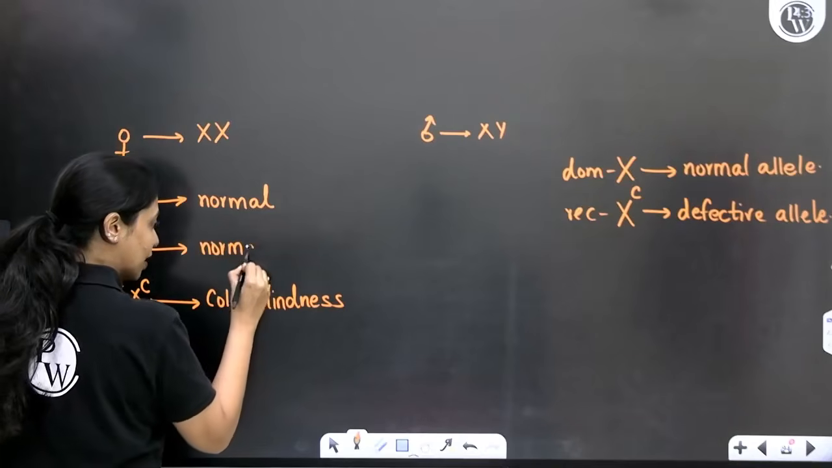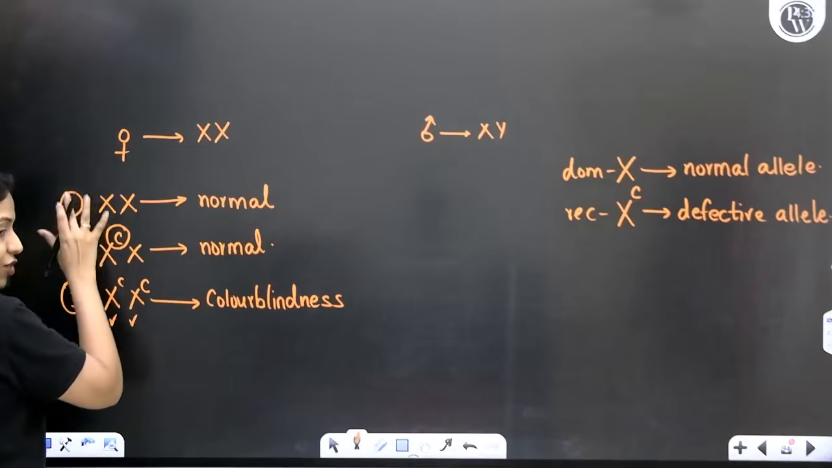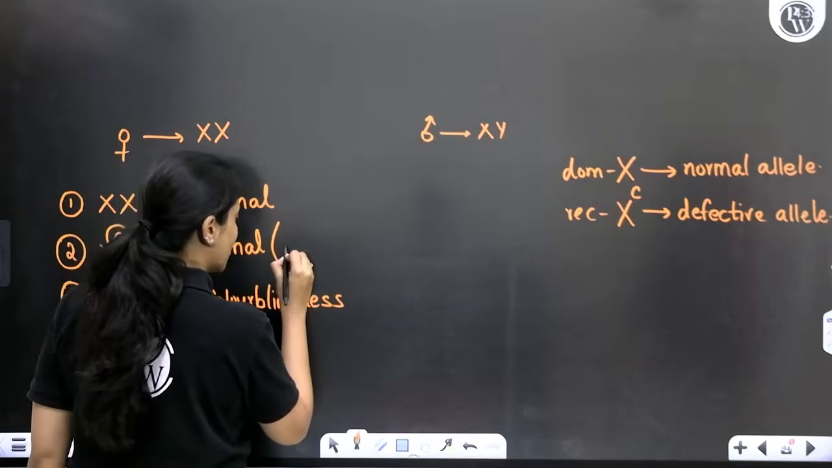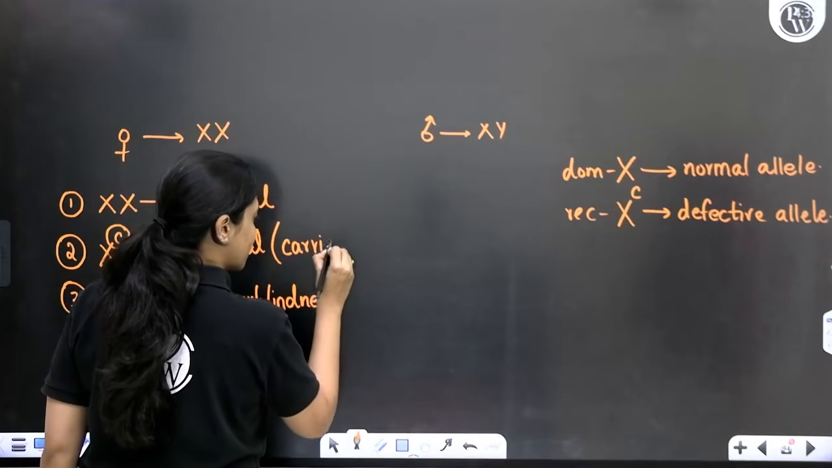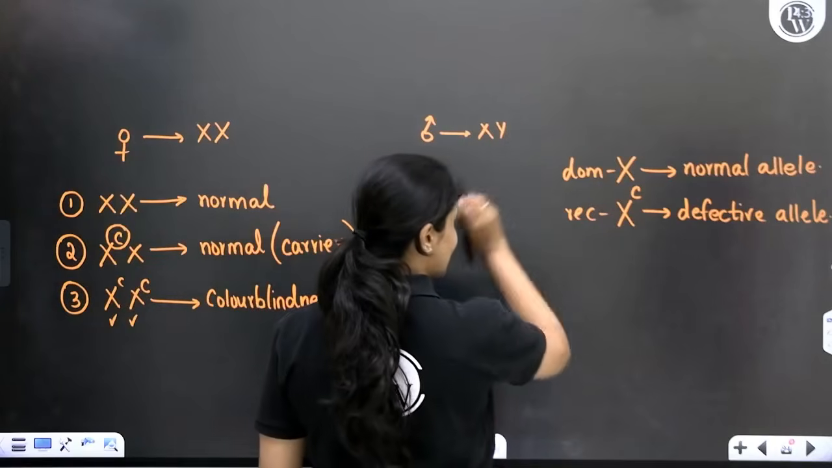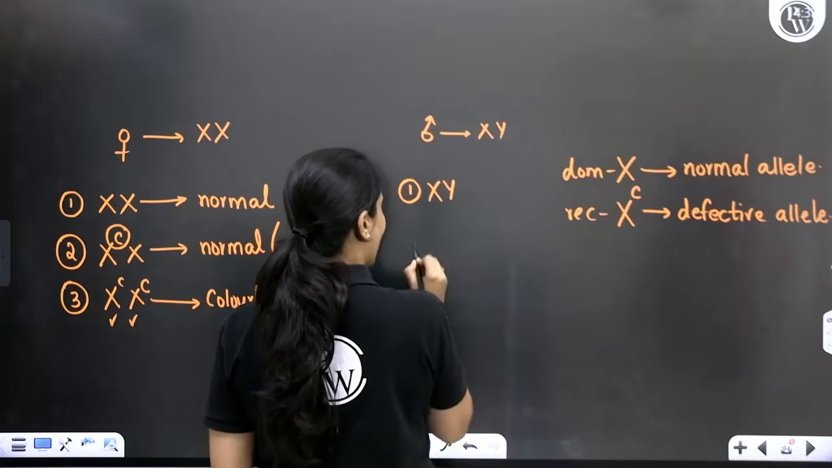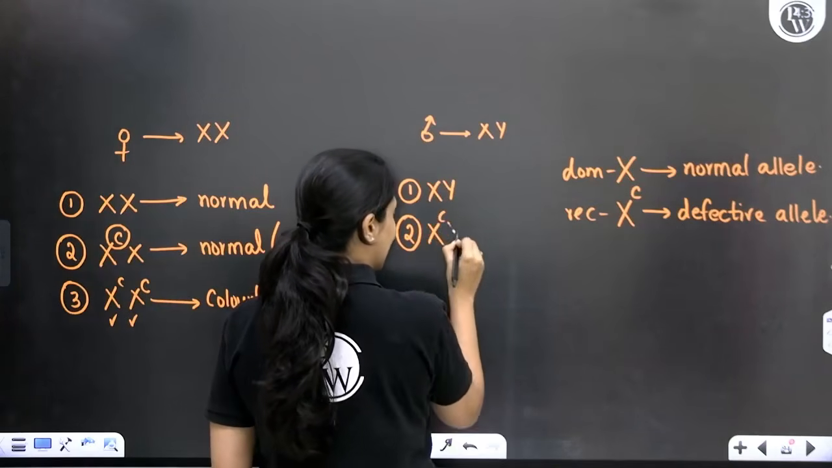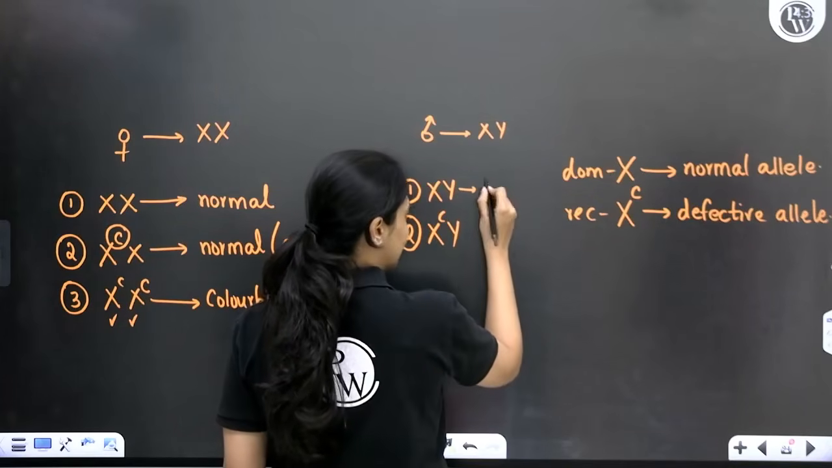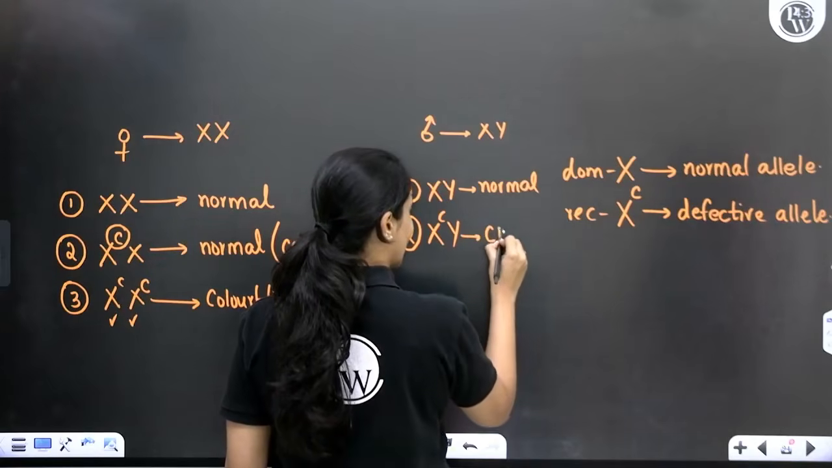She will be normal, but she has a defective allele. She is carrying a defective allele which she can pass on to her next generation. So we call such heterozygous individuals carriers. Talking about males. Males have an X and a Y. There are only 2 possibilities. Either they have normal X and Y, or they have the defective allele X and Y. So if a male has this combination of alleles, he will be normal. If this is the case, then he will be colorblind.